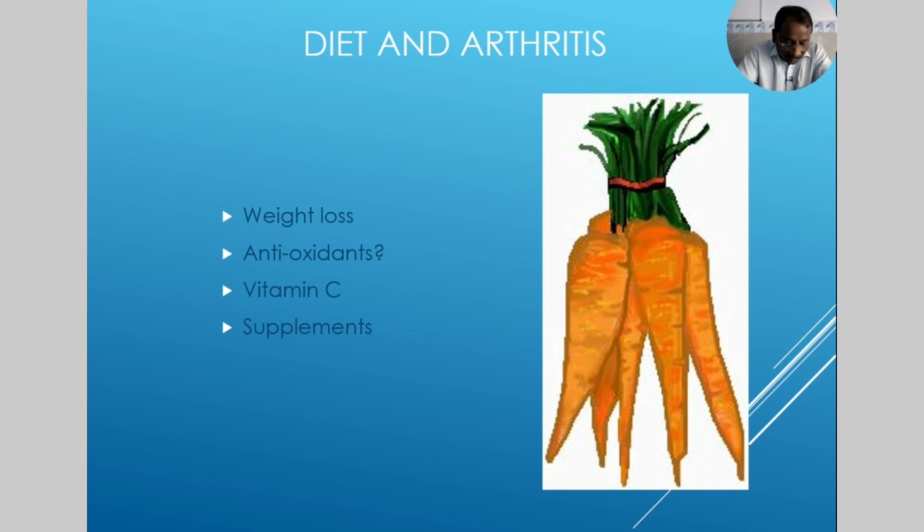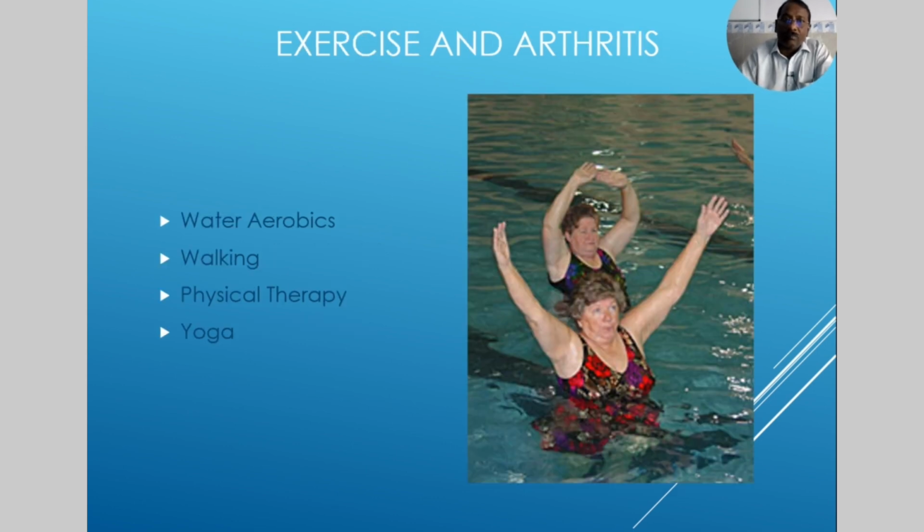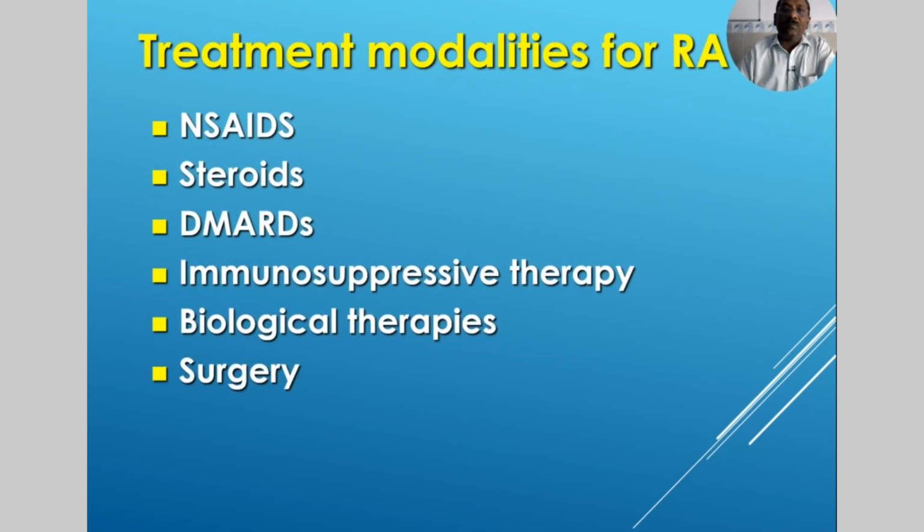Antioxidants are very high in green leafy vegetables, etc. Antioxidants are very useful for any chronic disease, not only rheumatoid arthritis. Vitamin C is also useful as an anti-inflammatory and immunomodulator, and as a supplement in some populations. So these are the exercises for arthritis: water aerobics, walking, physical therapy, some yoga.